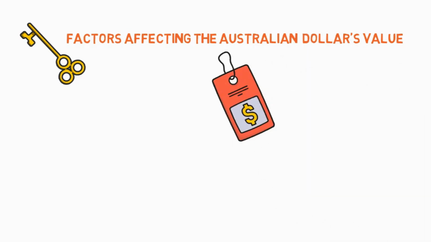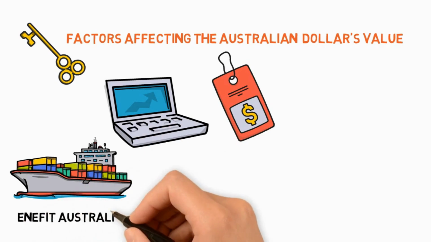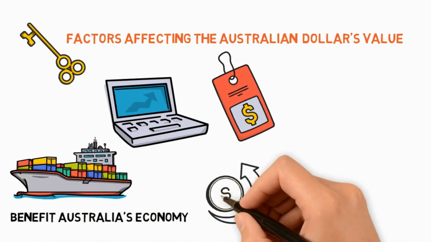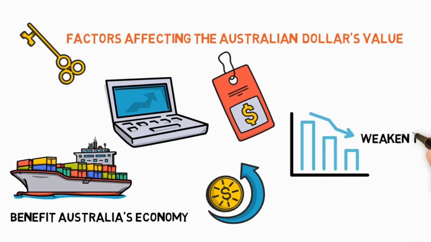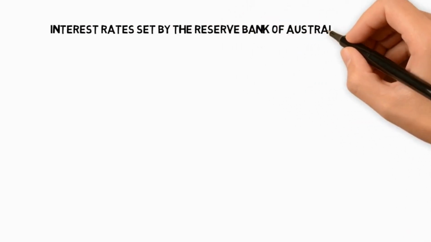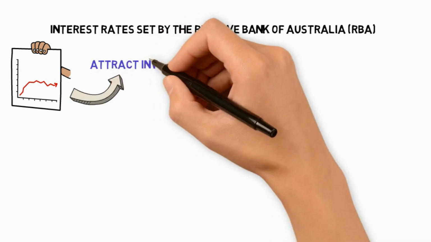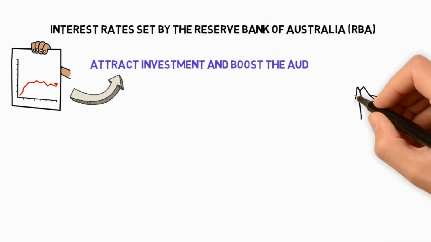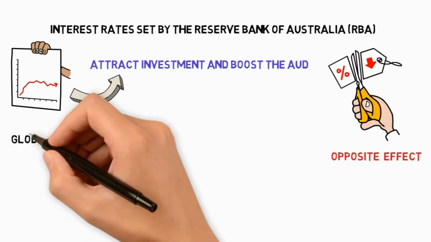Commodity prices. Rising prices for key exports benefit Australia's economy and strengthen the Australian dollar. Falling prices often weaken it. Interest rates set by the Reserve Bank of Australia, RBA. Rate hikes attract investment and boost the AUD. Rate cuts usually have the opposite effect.